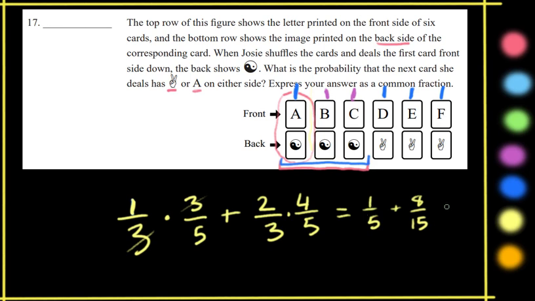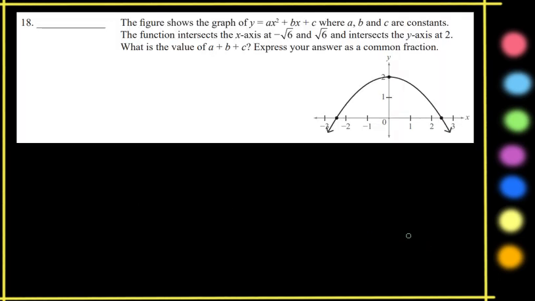This is going to be 3 over 15, so we have 11 over 15 as our final probability on this one. So that's our answer right there. All right, great. We're making great progress here. Let's move on to number 18.